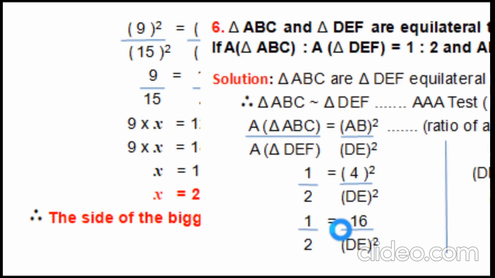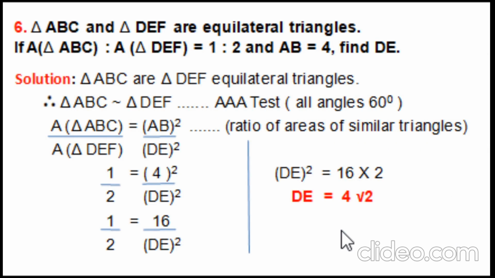Then question number 6. Triangle ABC and triangle DEF are equilateral triangles, and the area of triangle ABC upon area of triangle DEF is equal to 1:2 or 1/2. We have given AB is 4, then we have to find out DE. So what is the solution? Triangle ABC and triangle DEF, there is a typing mistake. Triangle ABC and the triangle DEF are equilateral triangles.